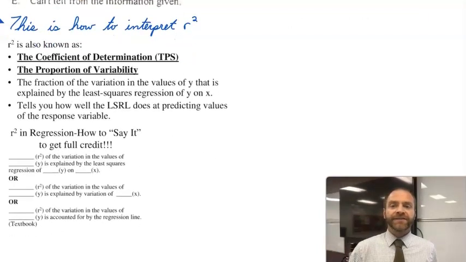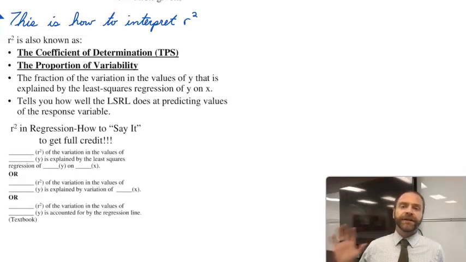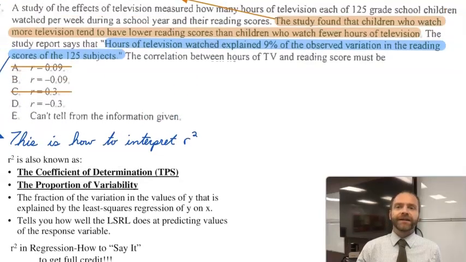We could look at it as our stem: blank percent of the variation in the values of your y variable is explained by the least squares regression line of y on x. You have the three different stems there. So keep this in mind. Even though this problem is not asking us to interpret R squared, it's giving us R squared, and that's why it's important for us to understand how to interpret it, because they can use that language in the prompts. And that's what's going on here.